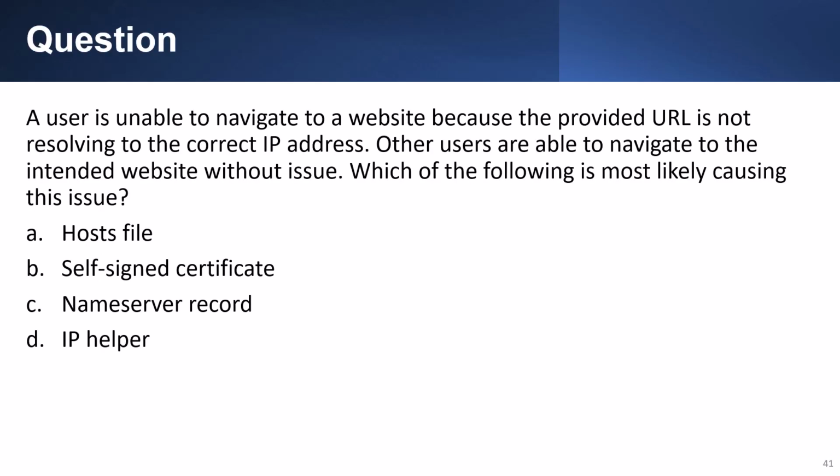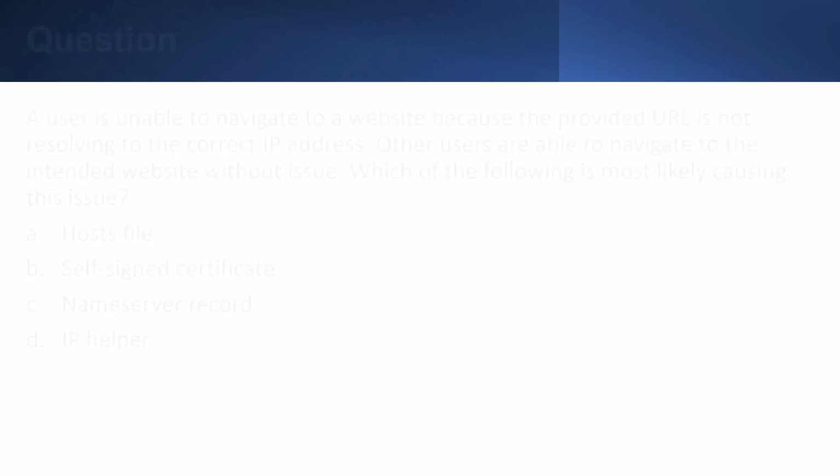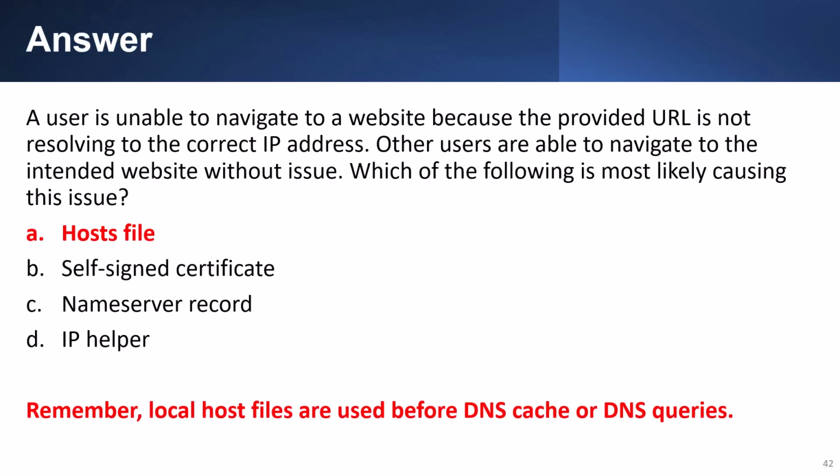Question: a user is unable to navigate to a website because the provided URL is not resolving to the correct IP address. Other users are able to navigate to the intended website without issue. Which of the following is most likely causing the issue? Answer: host file. Remember, local host files are used before DNS cache or DNS queries.